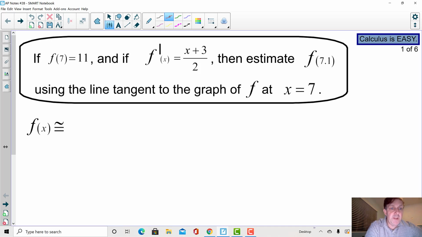Okay, we're not doing anything new today. We're just going to practice linear approximation again. First thing we're going to do, we're going to try to find the equation of the tangent line. So we need a point. You have a point right here. We need a slope. Well, we have a way of finding the slope.